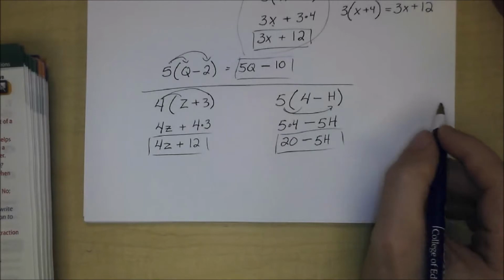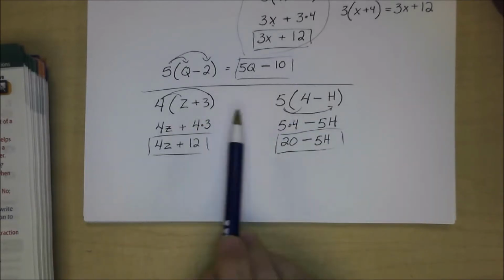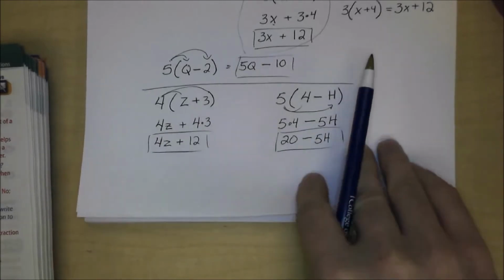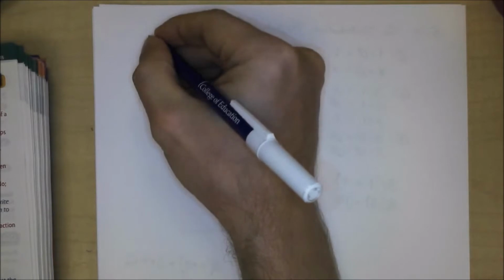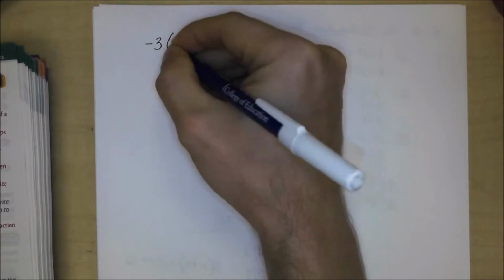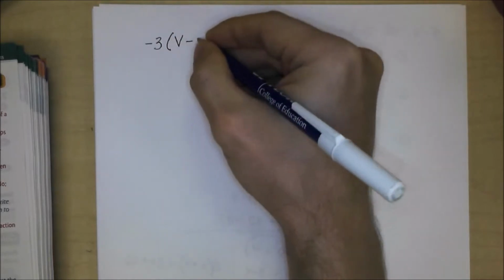Alright, so sometimes you're going to have negative numbers in here instead of just positive numbers being added or subtracted. So let's take a look and see what that looks like, and we'll also look at what fractions look like too. So let's see. What if I had negative 3 times v minus 4.